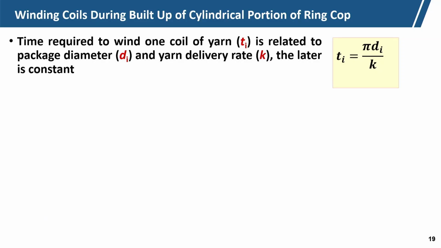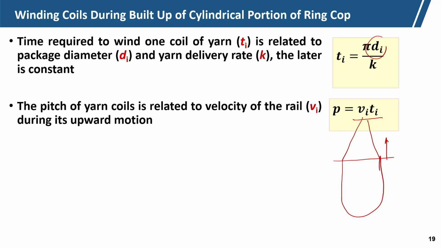Now, what happens is the diameter of the package changes. So, if this is the package size, the ring rail moves from this point to this point. So, the diameter keeps on changing.